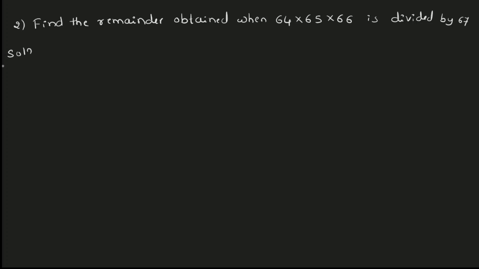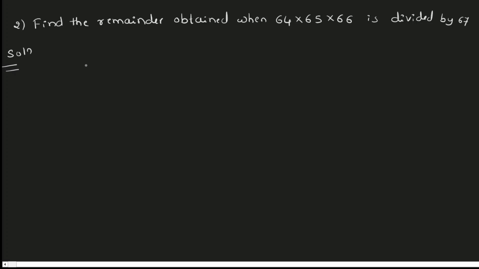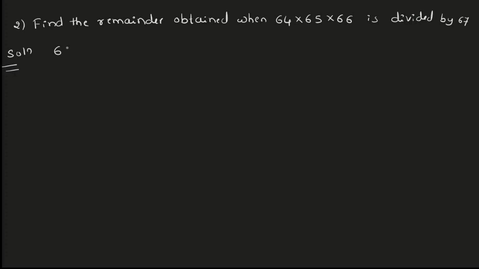So, solution. Now, in the last classes I have already discussed how to solve these divisibility examples. You are given 64 into 65 into 66 divided by 67. Whenever 64 is divided by 67, 64 is less than 67. How much is it less than 67? We need 3 more. When you add 3 to this, we get 67.